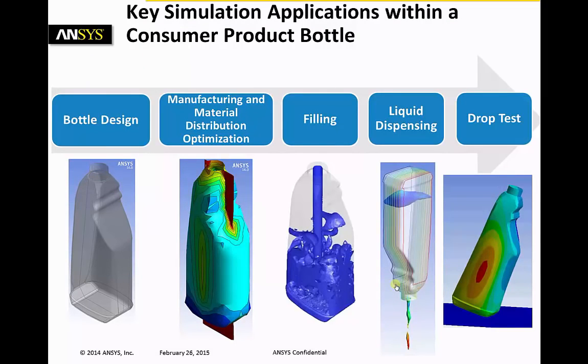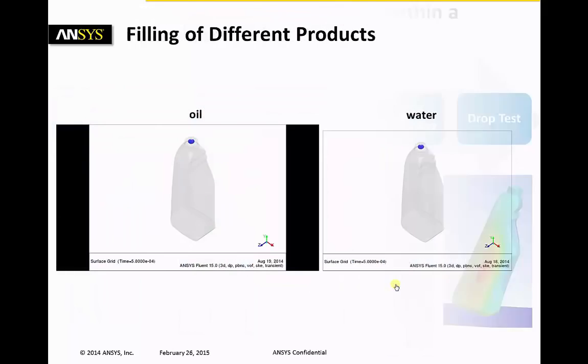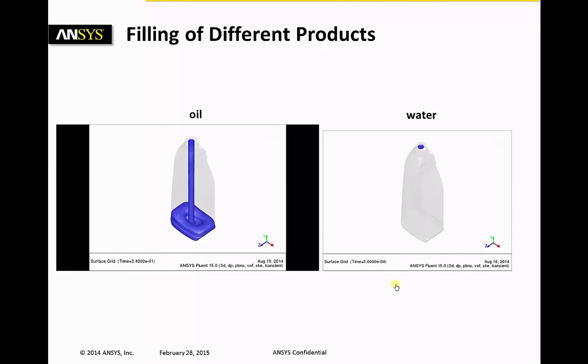The next step will be looking at the fill process of the bottle. The fill pattern is certainly affected by the liquid properties. For example, oil is 1,000 times more viscous than water, and it can be clearly seen how that affects the fill pattern.